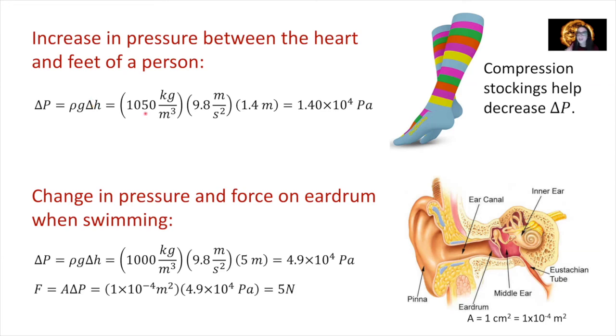So we've got the density of blood is 1,050 kilograms per meter cubed times 9.8 meters per second squared times, I'm just going to say an average person has a distance between their feet and their heart of 1.4 meters. And together that gives us a pressure difference between our feet and our heart of 1.4 times 10 to the 4 pascals.